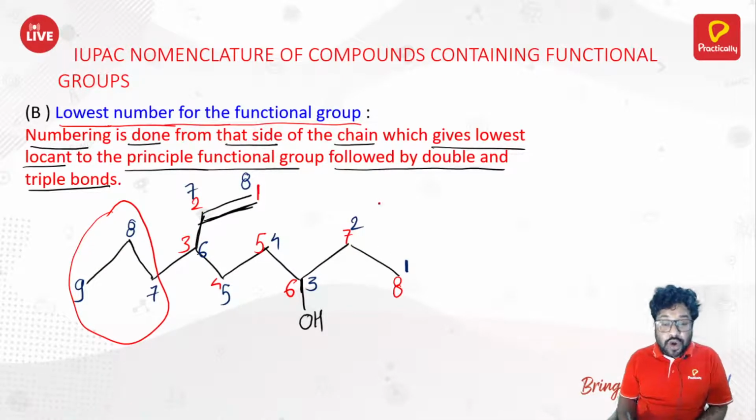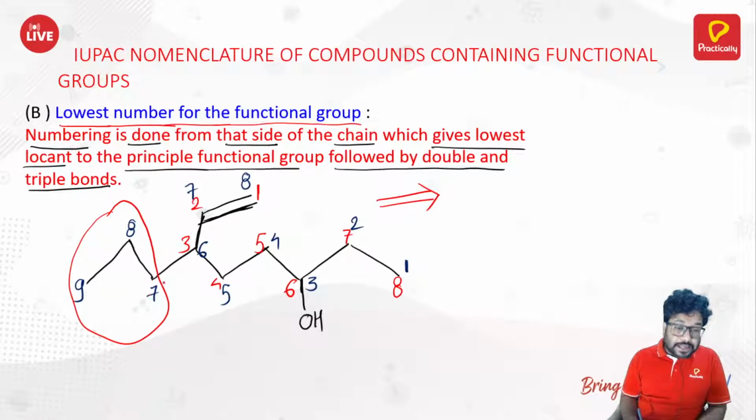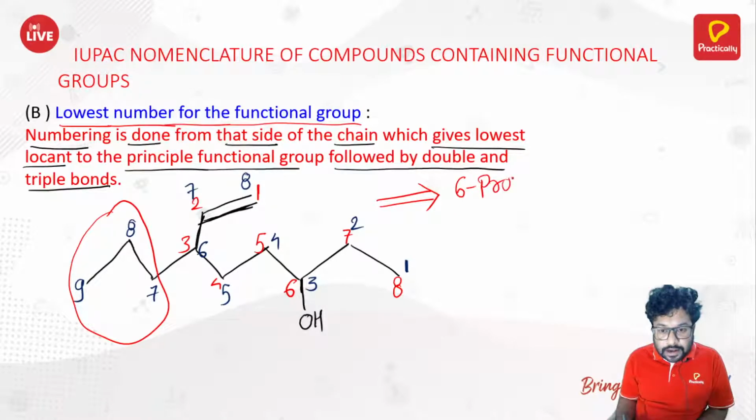So how would you name this now? At the sixth position, how many carbon atoms are there? 1, 2, 3. It's a propyl, right? So how would you call that? 6-propyl, right? Total, you have 8 carbon atoms, so 6-propyl oct. Double bond is present at which position?